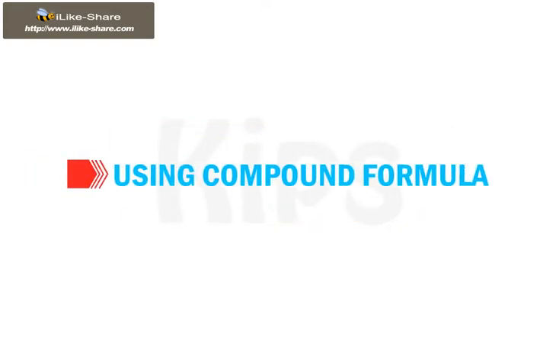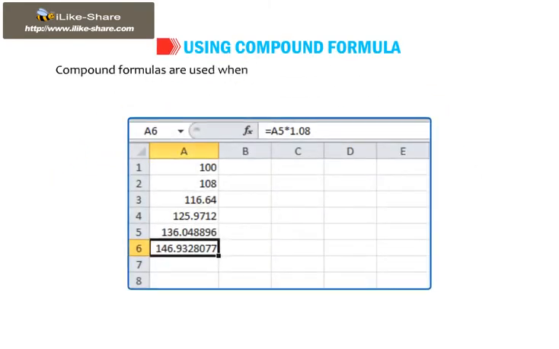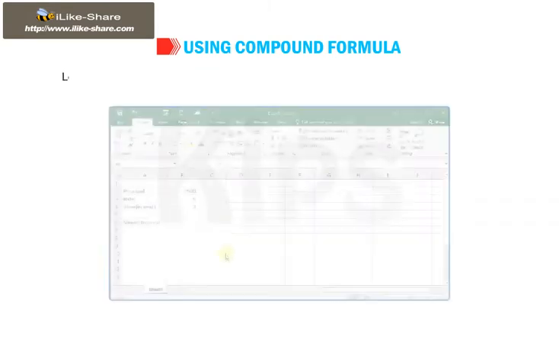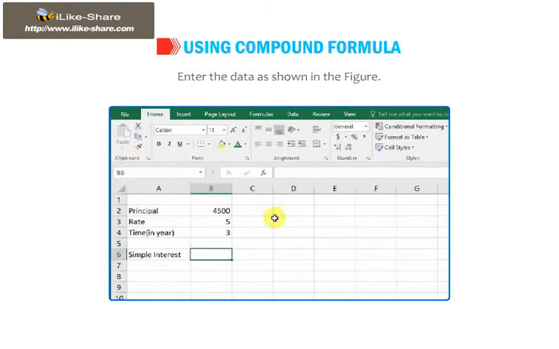Now let me tell you how to use a compound formula. Compound formulas are used when more than one operator is required to perform a calculation. Let us use it to calculate the simple interest by using the formula P into R into T divided by 100. Enter the data as shown in the figure.